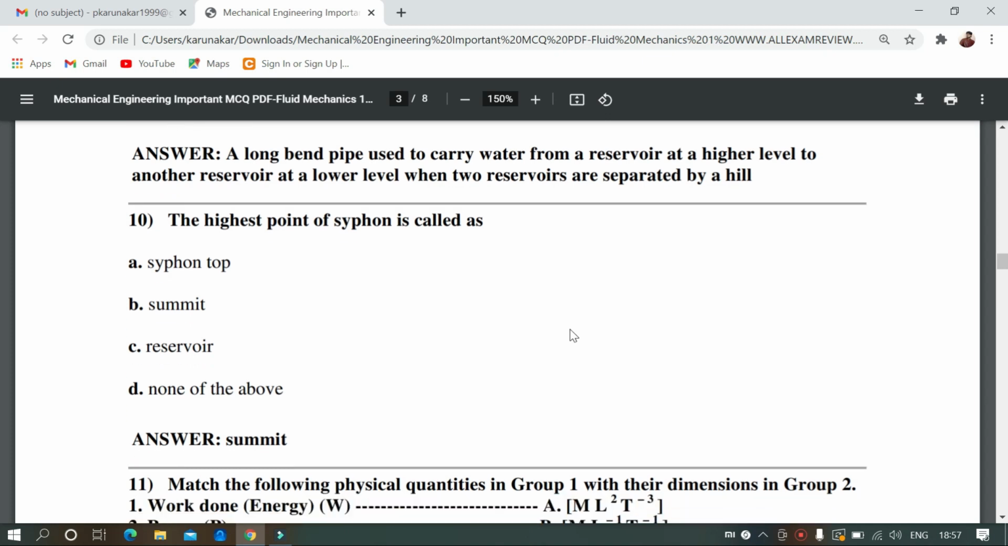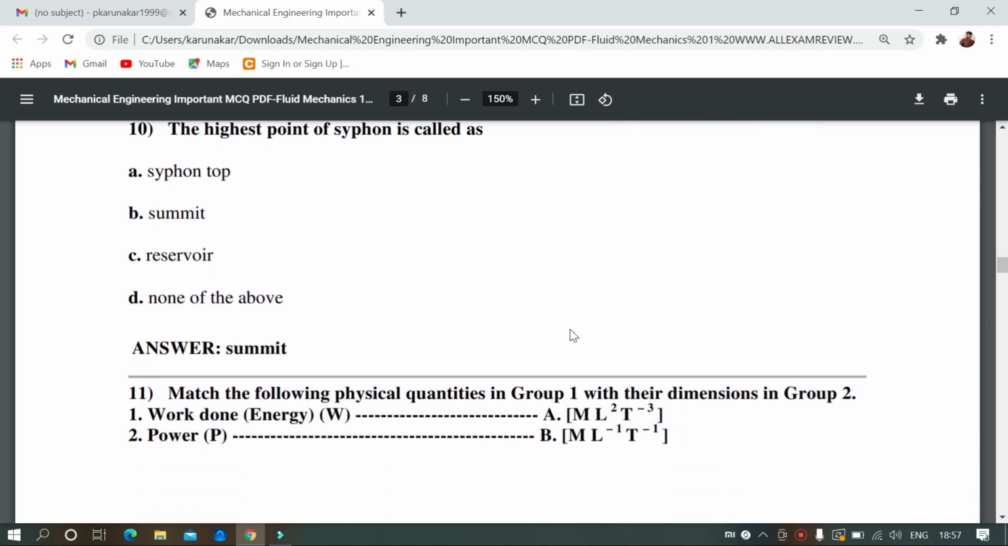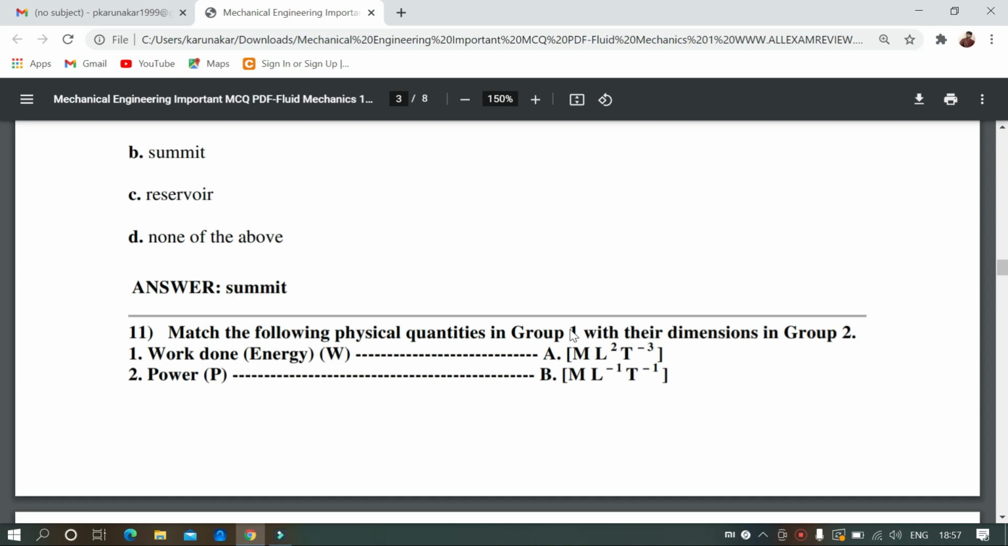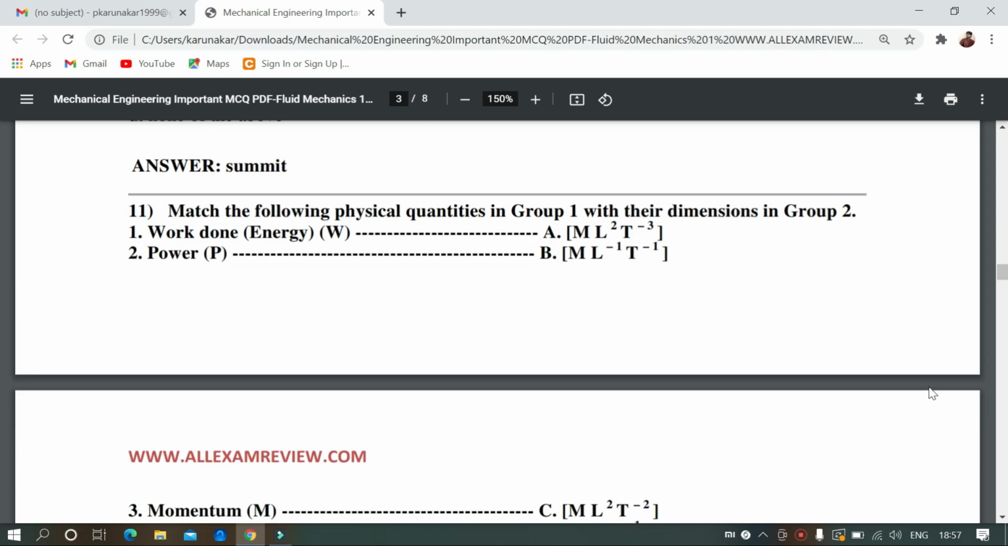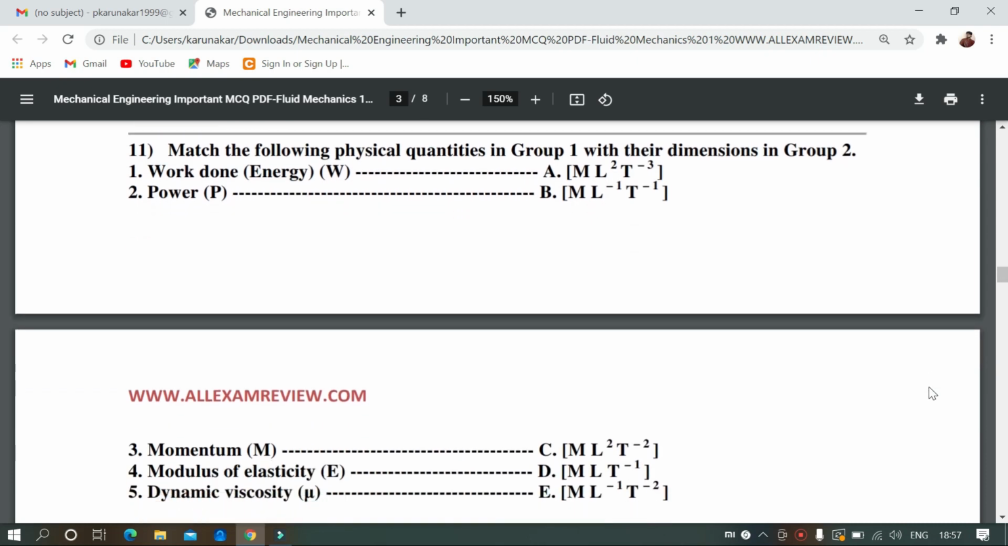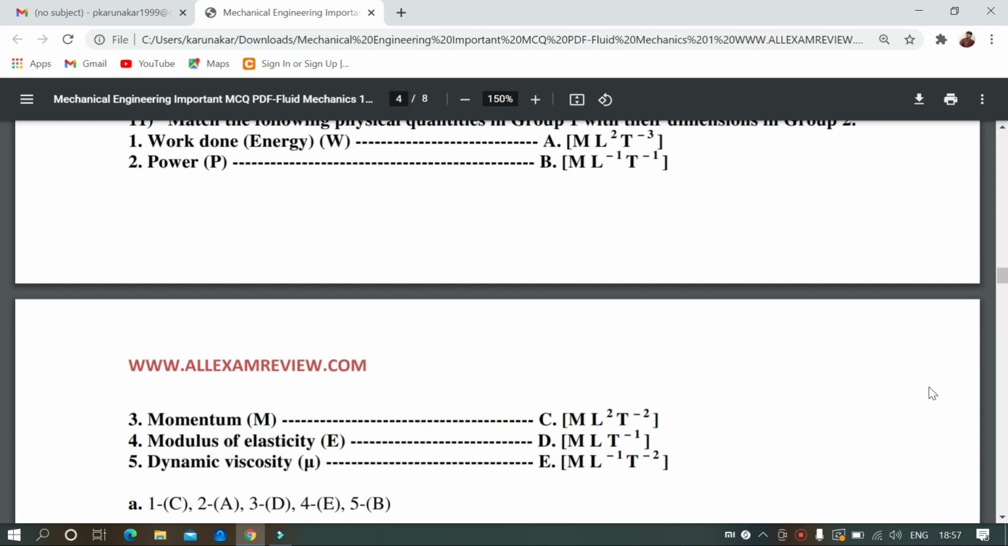That is called summit. Okay, and question number 11: match the following physical quantities in group 1 with their dimensions in group 2. In group 1 they have given some physical quantities, and we should match them with group 2, which has their dimensions. Here are the options: option 1 is work done, option 2 power, option 3 momentum, option 4 modulus of velocity, option 5 dynamic viscosity.